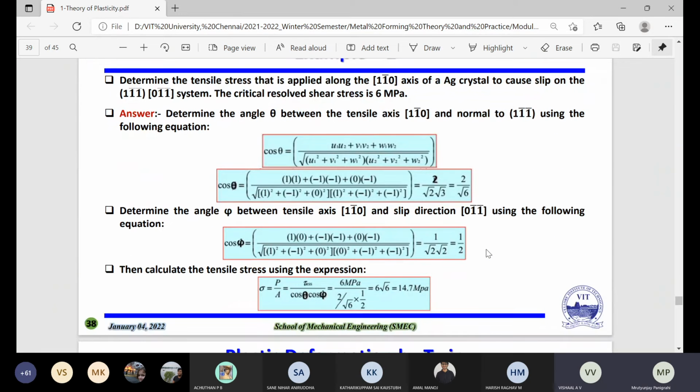Okay, you can see, I calculated cos theta. This is the equation, and it comes to around 2 by root 6, which equals 0.82. Maybe I forgot to write it. And second, phi equals 1/2, which is 0.5. Then the tensile stress sigma equals tau RSS by cos theta cos phi, that is 6 divided by 2 by root 6 times 1/2. You will get 14.7 megapascal. Okay. Any question up to now?